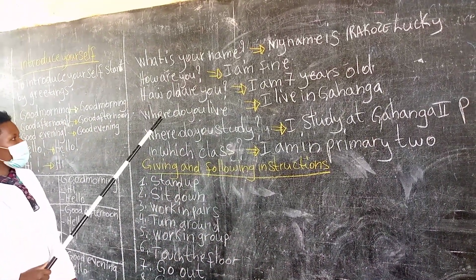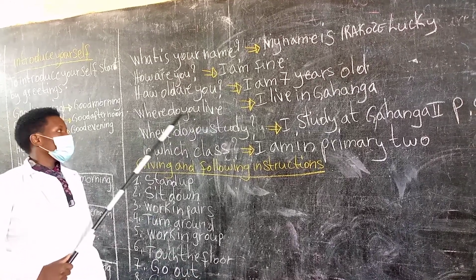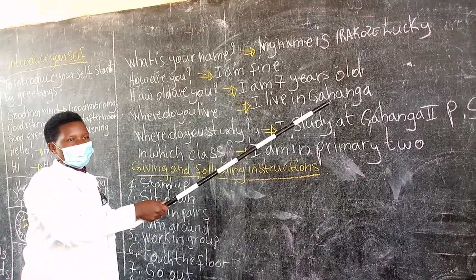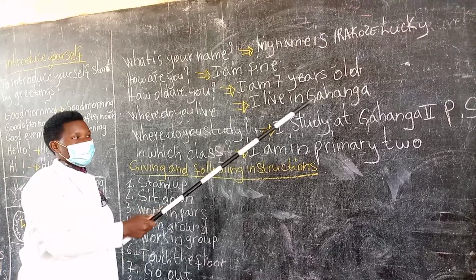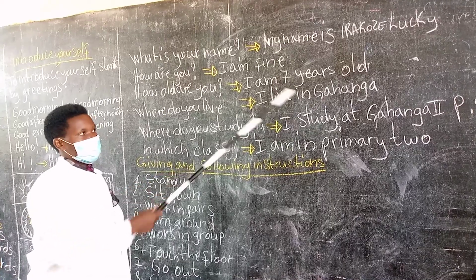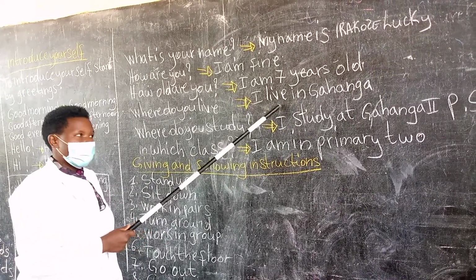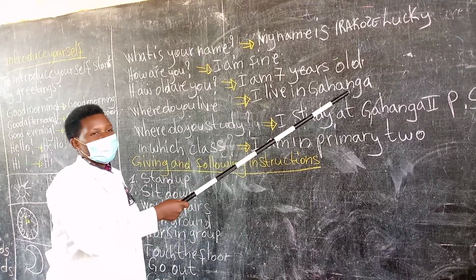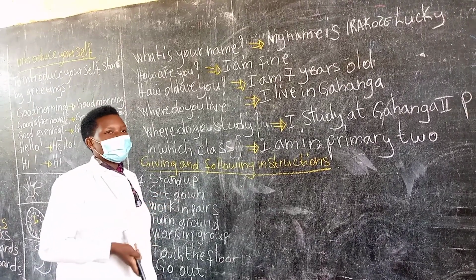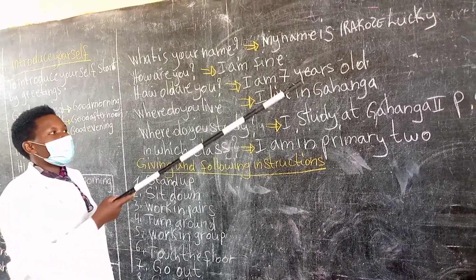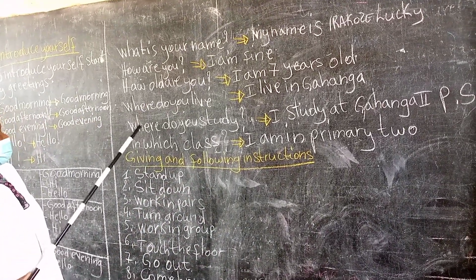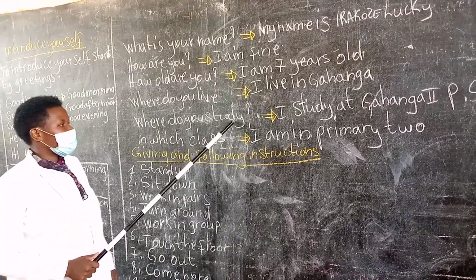Another question is, where do you live? I live in Gahanga. In this answer, the place can be changed. I live in stays the same, but Gahanga can be changed. For example, it can be Kitokiro, it can be Gasabo, it can be Wabutenge, and there are so many places according to where we live.